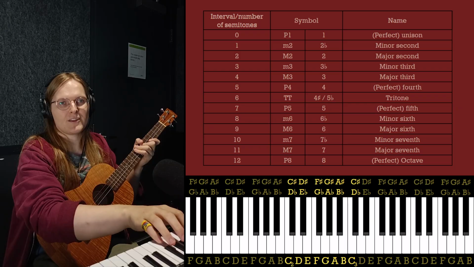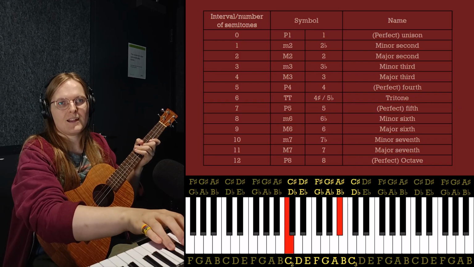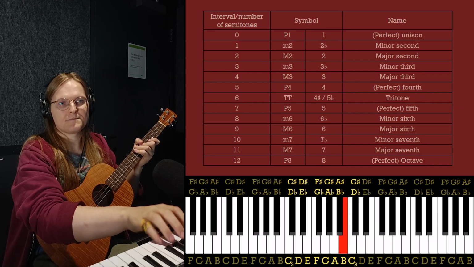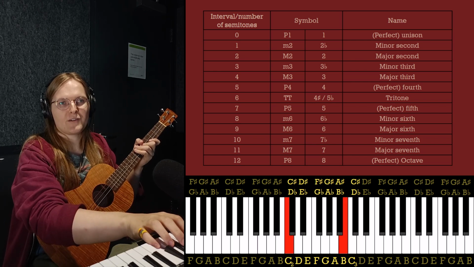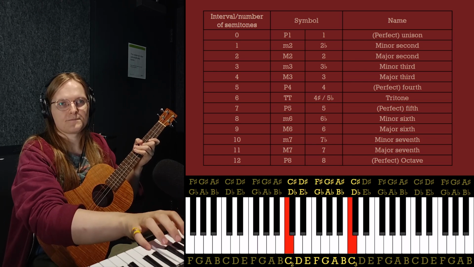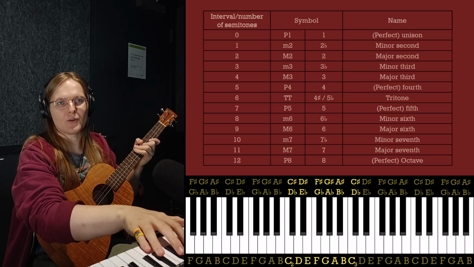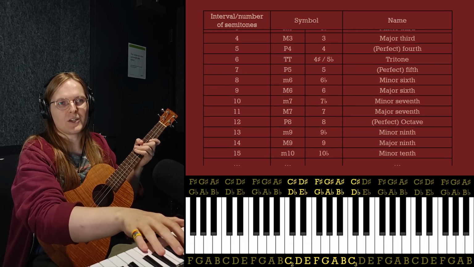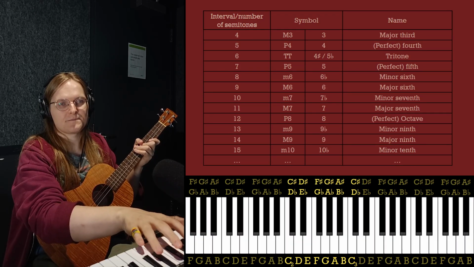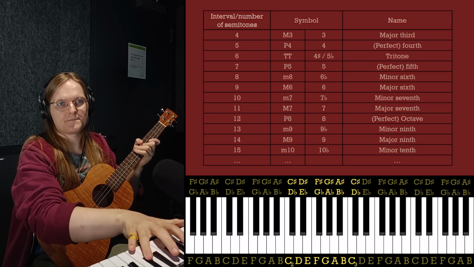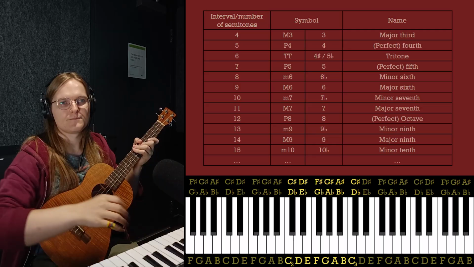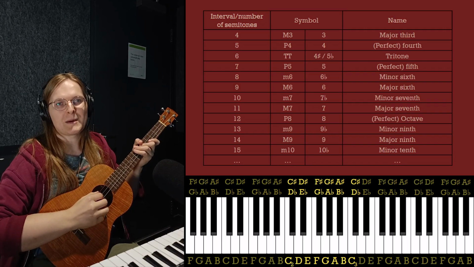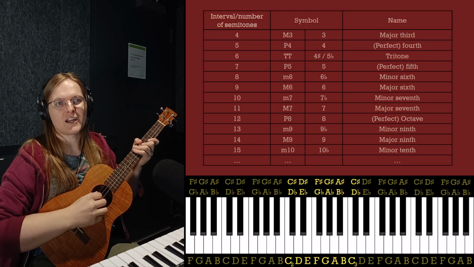10 is a minor seventh. 11 is a major seventh. And 12 is an octave. You can even keep going if you want after this. So you would have a minor ninth, major ninth, minor tenth, and so on. But you don't really need to remember anything larger than an octave for now, I think.